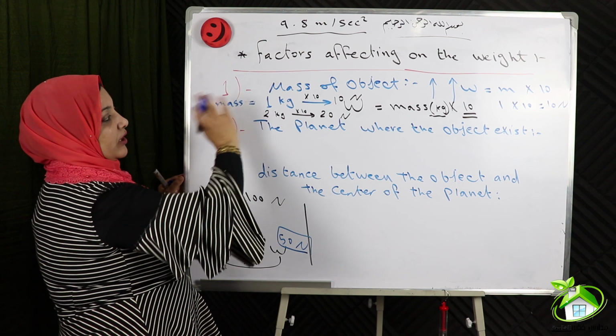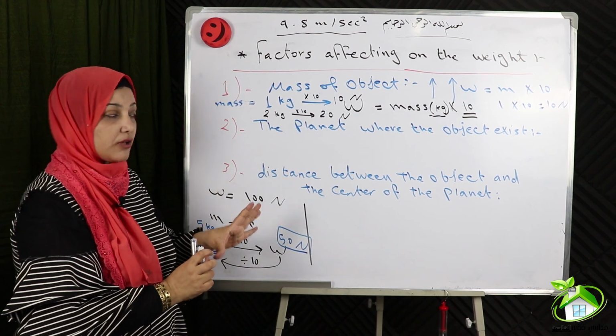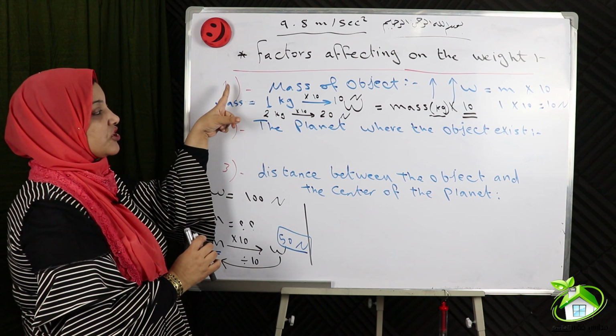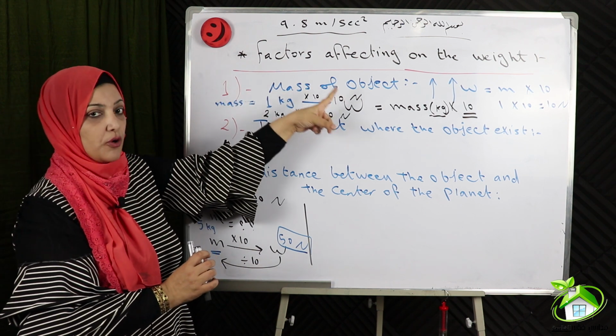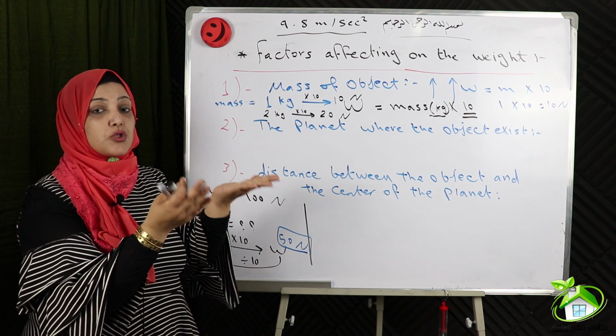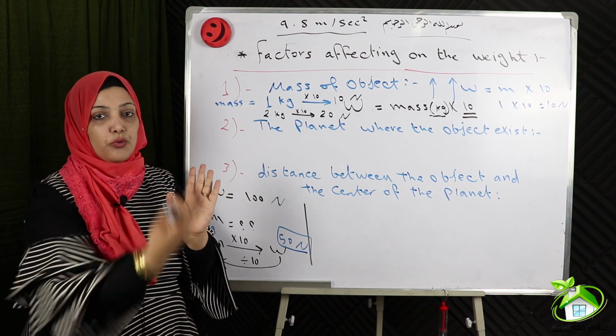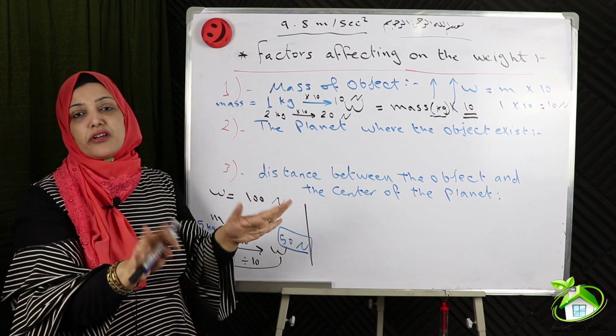This is factor number one. So the first factor that changes the weight is the mass of the object. If the mass of the object increases, the weight increases. So the relation between mass and weight is a direct relation. When one increases, the other increases. This is a direct relation.